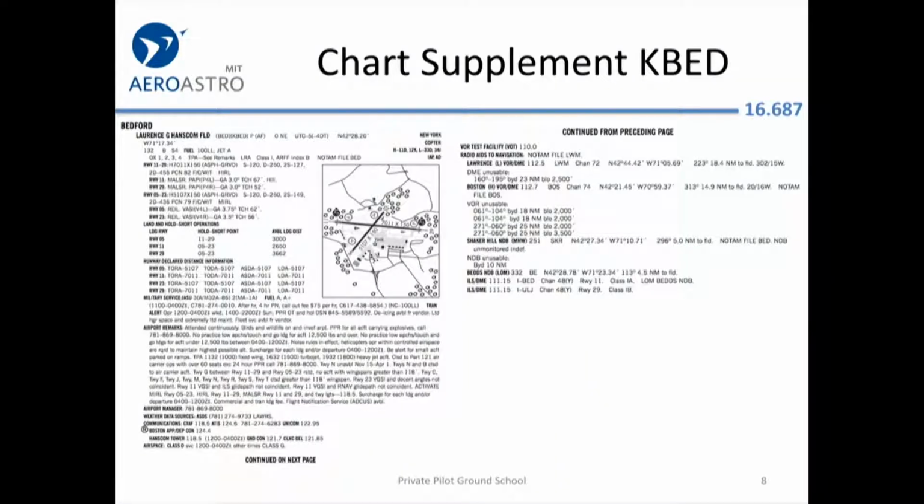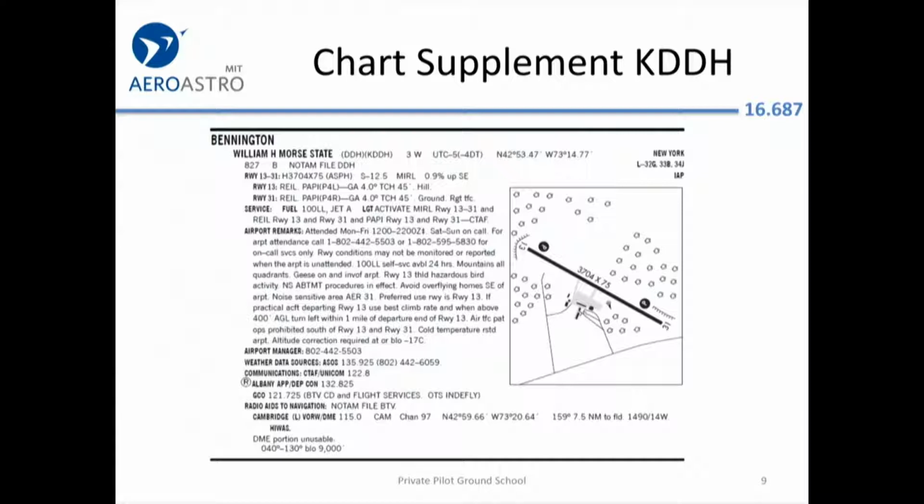Another reasonable alternate for Bennington would be just to make a U-turn and go back to Hanscom, because it's not really all that far. All right, we can look at the chart supplement for Bedford, if that's not our home airport. Remember, this gives all the information about radio frequencies and runways. Similarly for Bennington, Vermont, we can see it's a 3,700-foot runway.